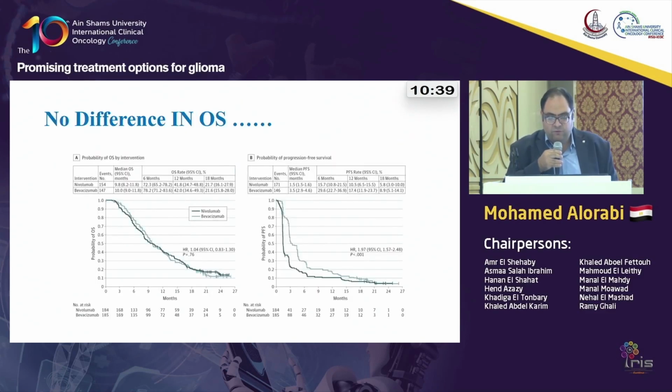Unfortunately, the use of immune therapy didn't improve overall survival in comparison to Beva alone. Also, the progression-free survival was actually better with Beva in comparison to the immune therapy, 3.5 months for Beva in comparison to 1.5 months for nivolumab.